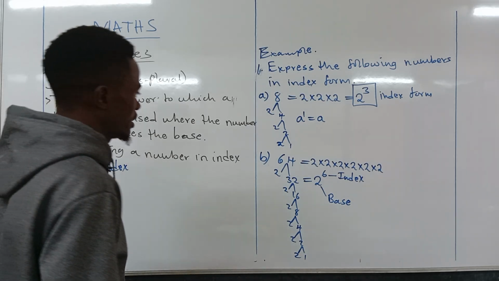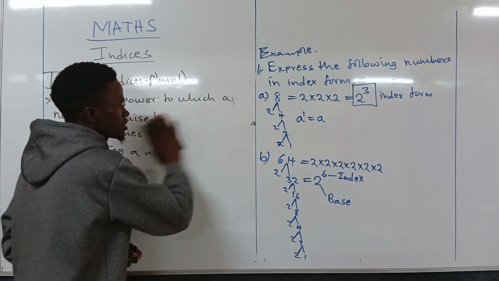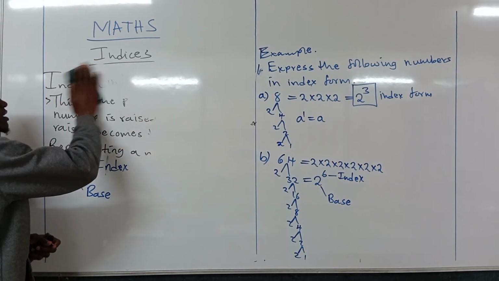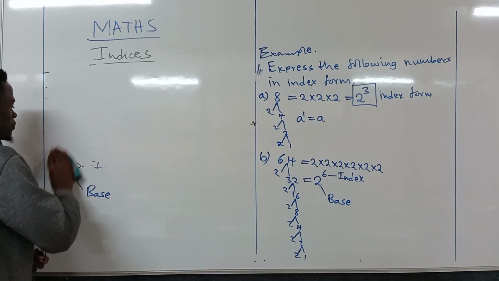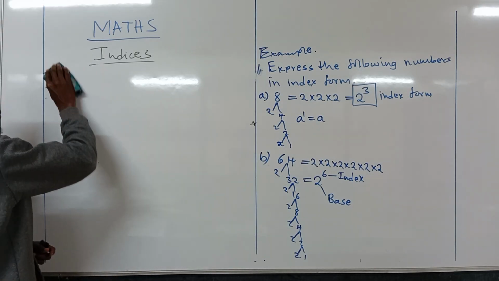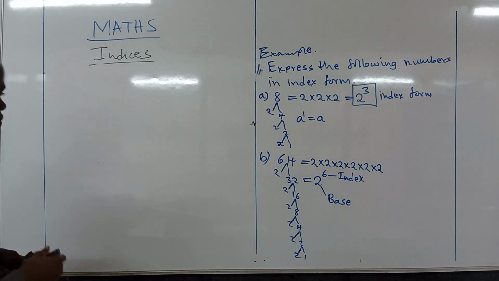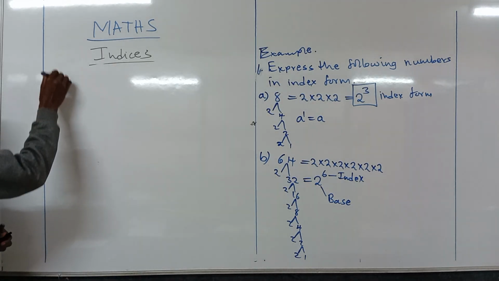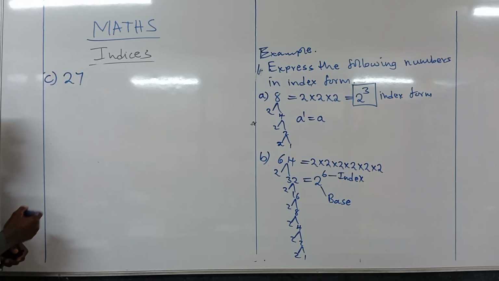So the most important thing you need to understand is how you are supposed to express a given number in index form. We can do 2 more examples. We have a number which is 27.